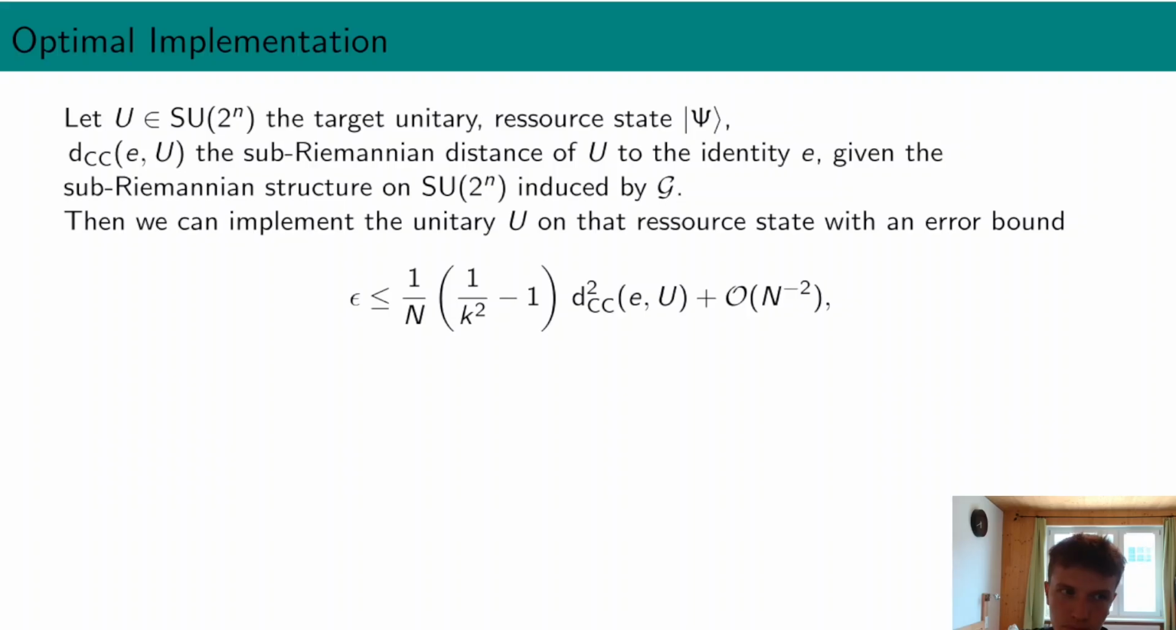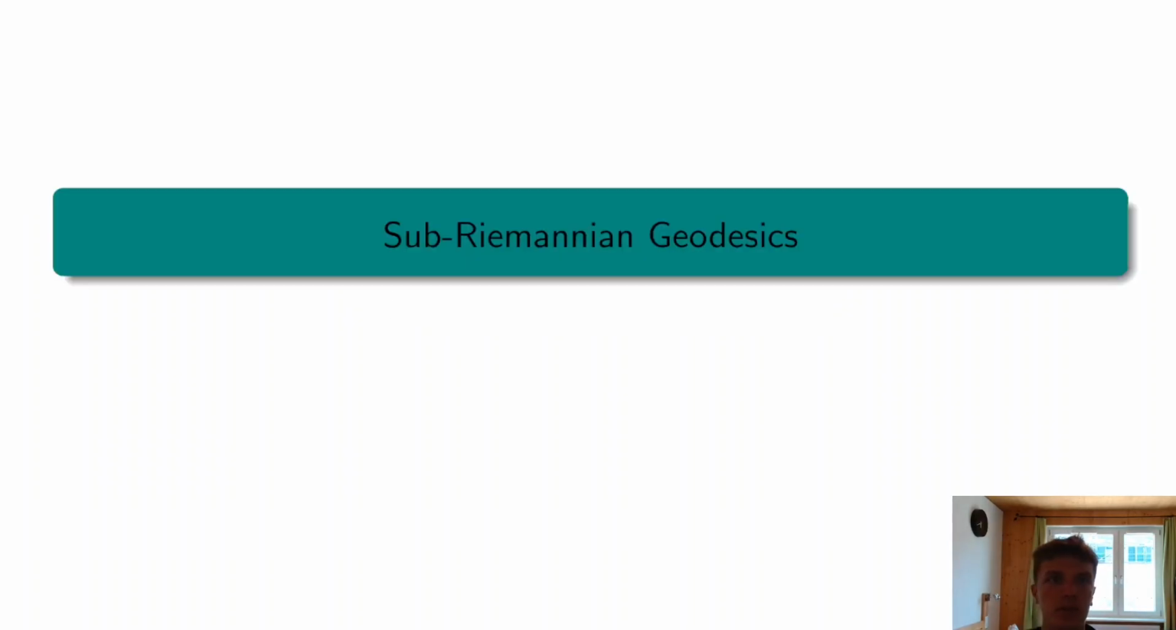And most importantly, we have this 1 over n scaling, where n is a measure for the number of qubits in the resource state. And as we see, we can use more qubits to make the computation more exact. Okay, now you're probably wondering, how do we get the sub-Riemannian geometry and the sub-Riemannian geodesics?